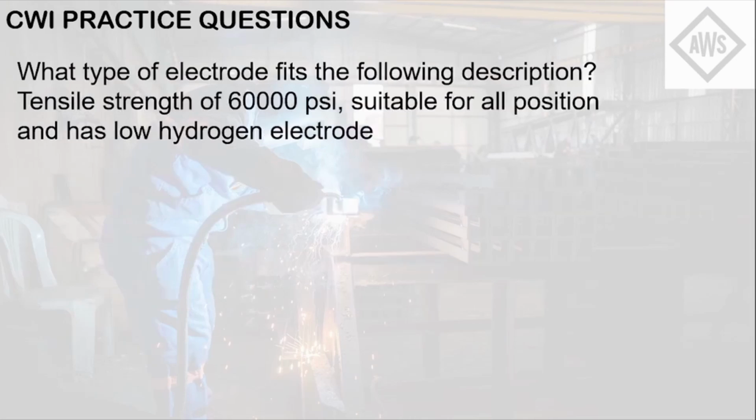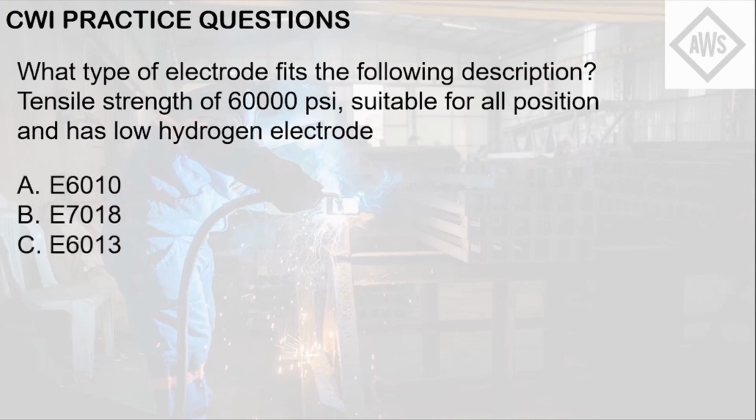Next question. What type of electrode fits the following description? Tensile strength of 60,000 psi, suitable for all positions, and a low hydrogen electrode. Letter A, E6010. Letter B, E7018. Letter C, E6013. Letter D, E6018. So letter A, E6010, is an electrode with 60,000 psi, so that might be the correct answer. The number 1 is suitable for all positions, so that might be a correct answer.